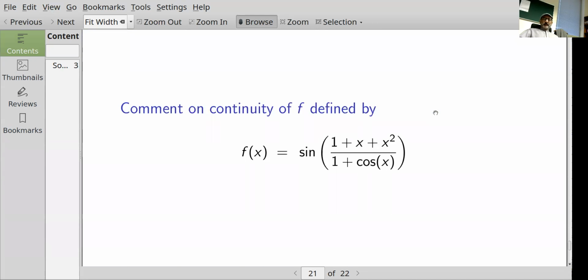Okay. How about this one? Well, sine is continuous everywhere, and it's being composed with a function which is a quotient of functions. So the numerator function is continuous everywhere. The denominator function is continuous everywhere. So this quotient will be continuous everywhere except when cosine is equal to -1. And so the composition will be continuous everywhere except when cosine is equal to -1.